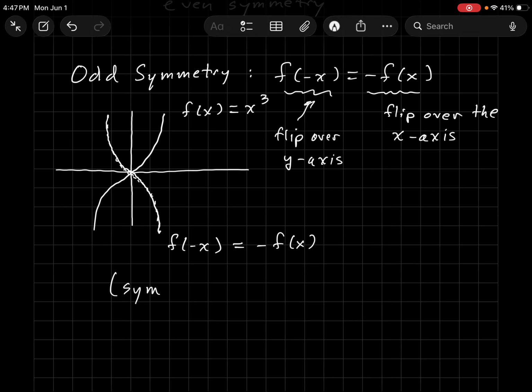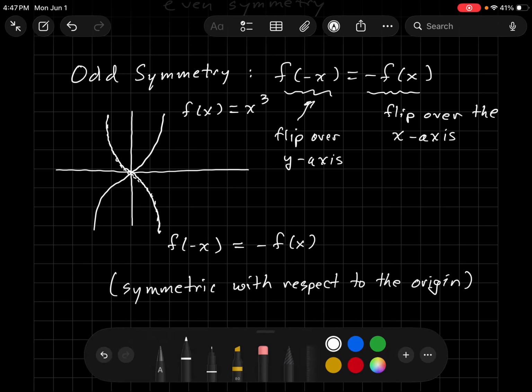And we say that an odd function is symmetric with respect to the origin. And so if you want to see it, if I were to take my original function, I'll try to get out as much of the new function as I can.